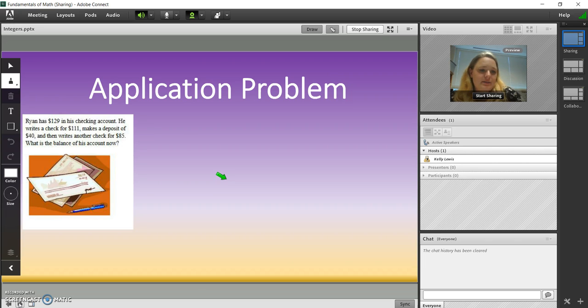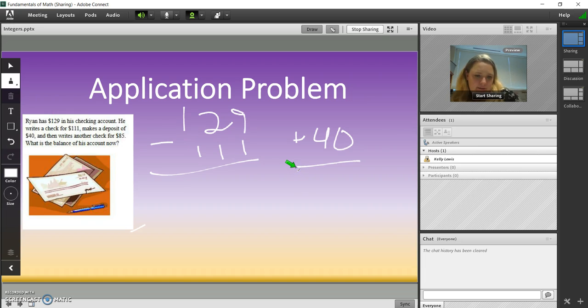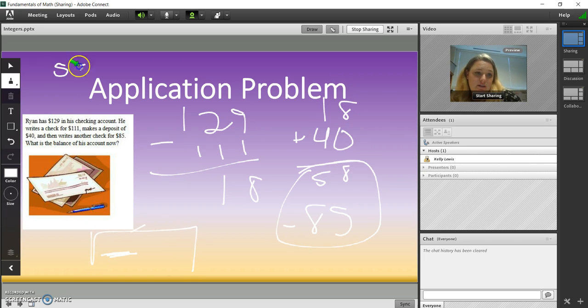Let's do an application. Brian has $129 in his account. He writes a check for $111, and then he's going to make a deposit for $40, and then he's going to write another check for $85. All right, 129 minus 111 is 18. Oh geez, he has no money. He has $18. And we're going to add 40, so he has $58. Yep, poor guy. Now we're doing 58 minus 85. So he's going to owe somebody some money. 85 minus 58 is $27.